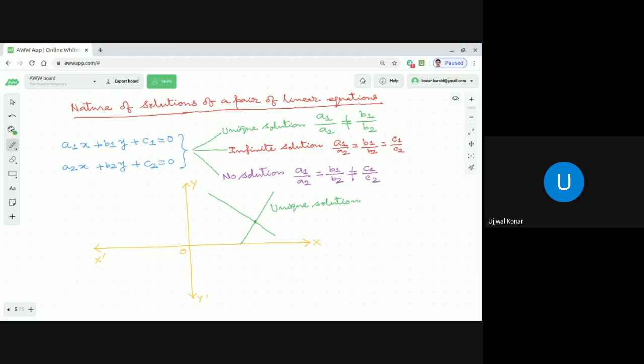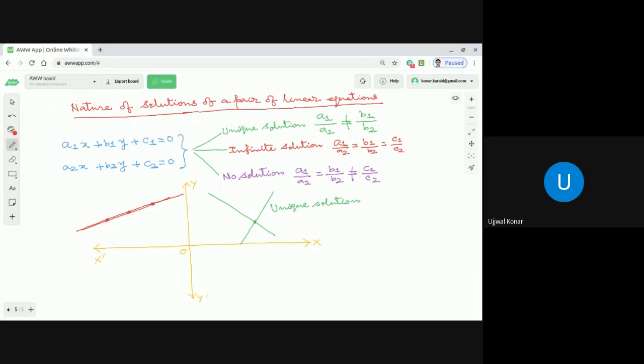Now, when can it have an infinite number of solutions? I expressed the infinite number of solutions in red color, both the text and the condition. Here also I am going to show you. When you have two coincident lines, one line is on top of the other, any point on that straight line is also a solution to the other straight line, because they are coinciding.